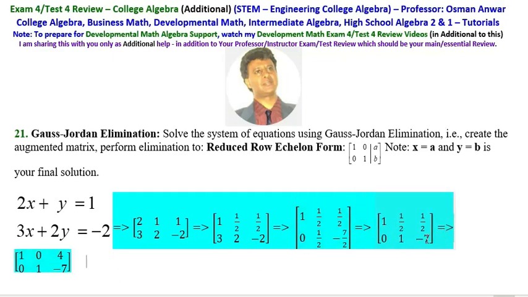Minus half times minus 7 is 7 over 2. 7 over 2 plus 1 over 2 is 8 over 2. 8 over 2 is 4. So that is 4. So now this is reduced row echelon form. You have 1 in the diagonal and 0 above and below the diagonal.